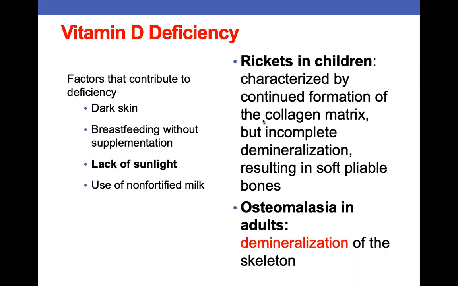And if it occurs in children, it's going to be called rickets. The very classical sign of rickets is bowing of the knees. If you see bowing of the knees in a test question, that's a dead giveaway that it's rickets. But if the vitamin D deficiency happens in adults, it's going to cause osteomalacia. And this is sort of like a softening of the bone, and it's demineralization, sorry.